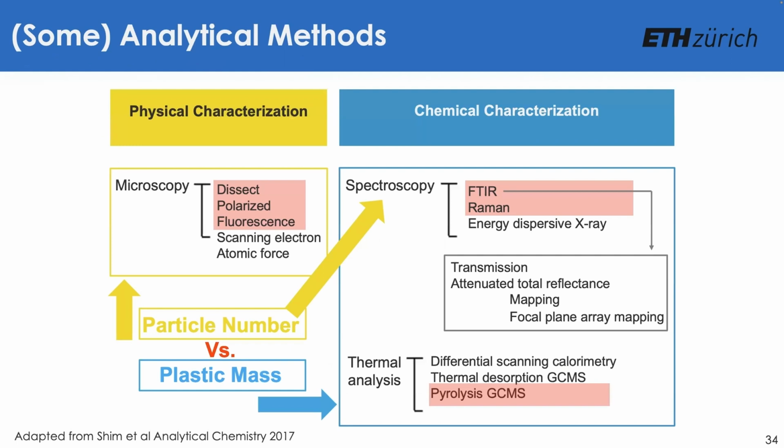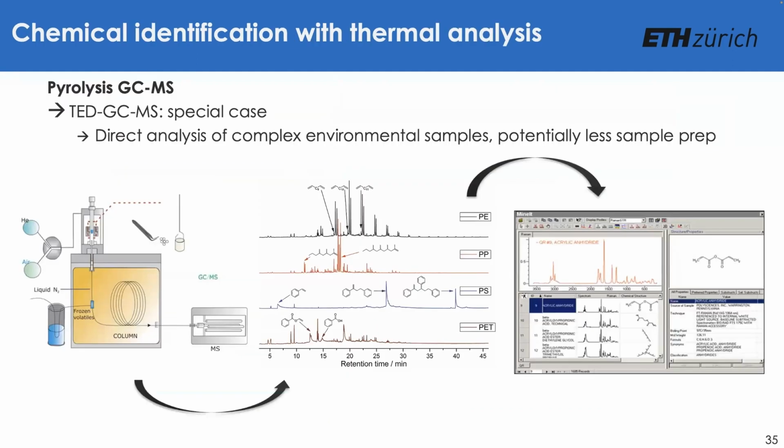So micro FTIR is one very common technique. The other quite common technique which is used today is pyrolysis GCMS. Here we're not going to be able to look on a particle by particle basis, but at the total mass of polymer which is in the sample. So this is working in a quite different approach, where we can now take a direct analysis of a complex environmental sample. So it has potentially less sample preparation than needing to isolate the microplastics for FTIR.